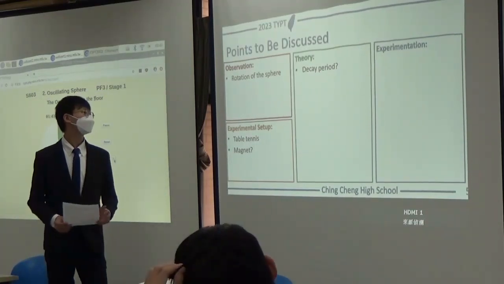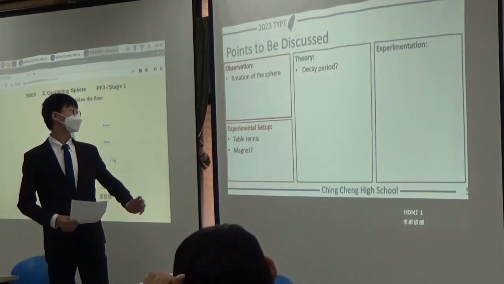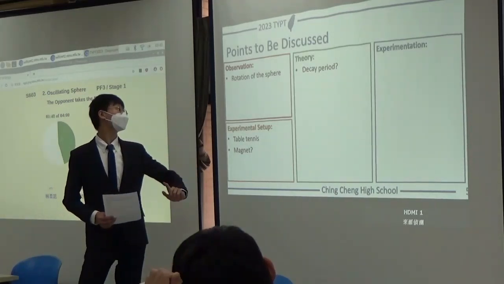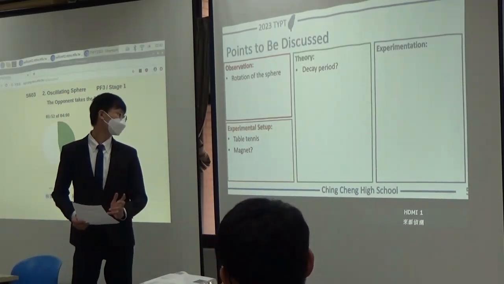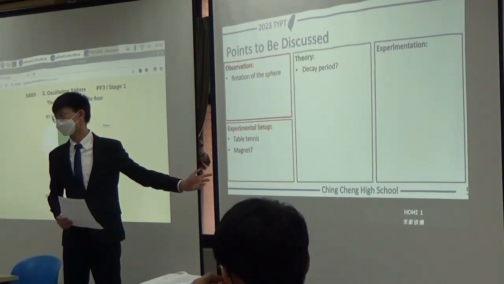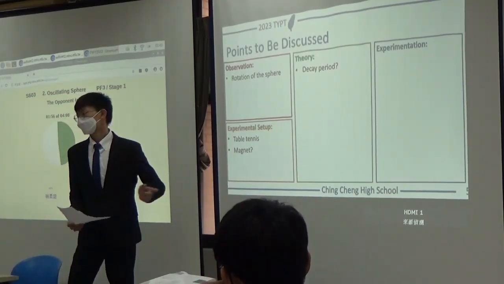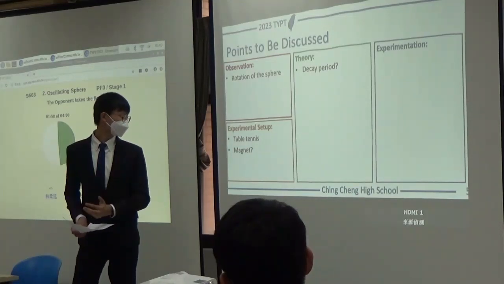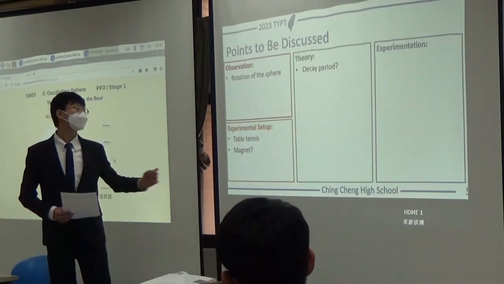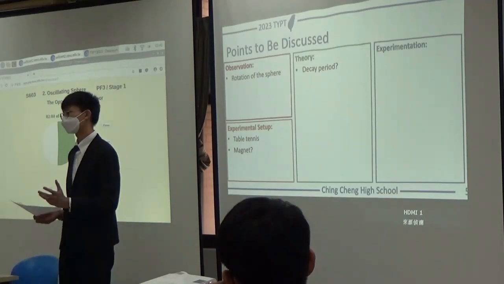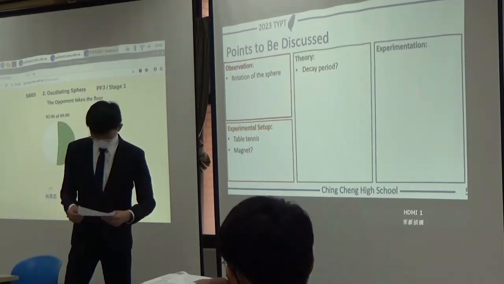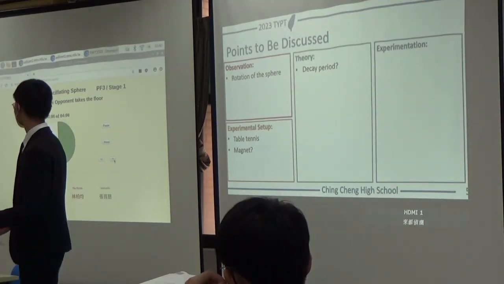And the points to be discussed. The first is about the observation. I want to talk about the rotation. And for the experimental setup, I want to ask about the table tennis and the magnet, the magnetic field made by this magnet. And for the theory, I want to talk about the decay period of the rotation of the sphere. And let's get into a discussion point.